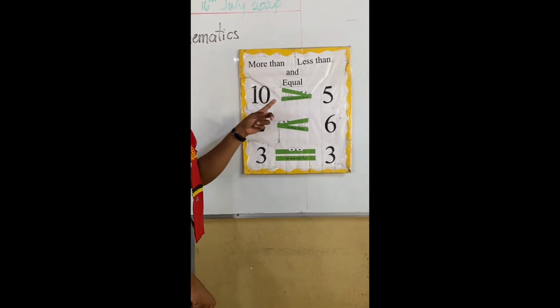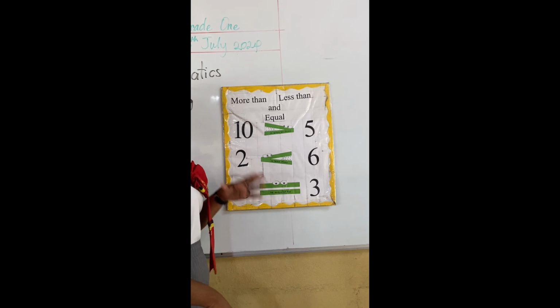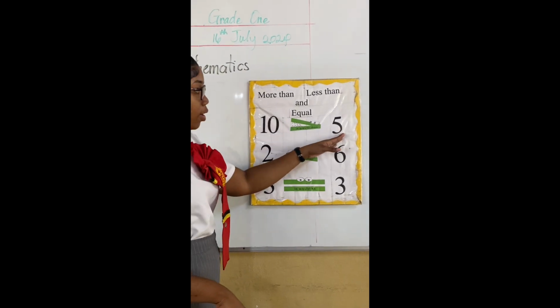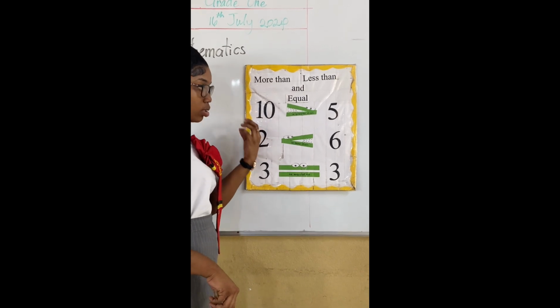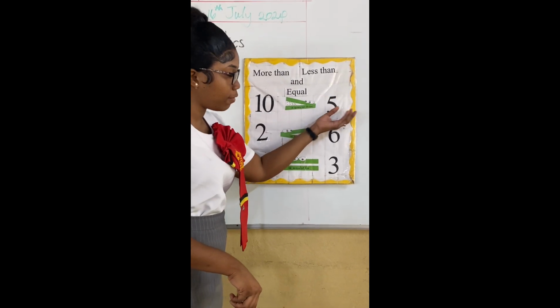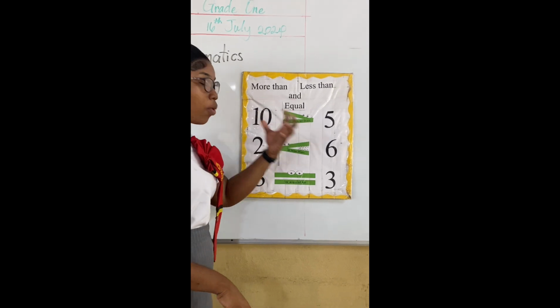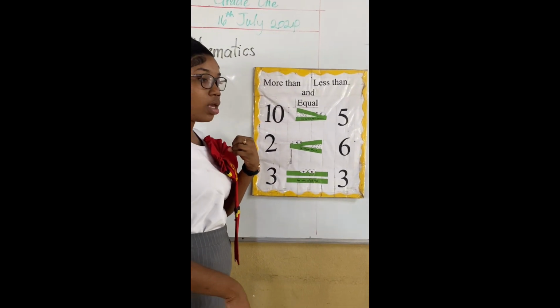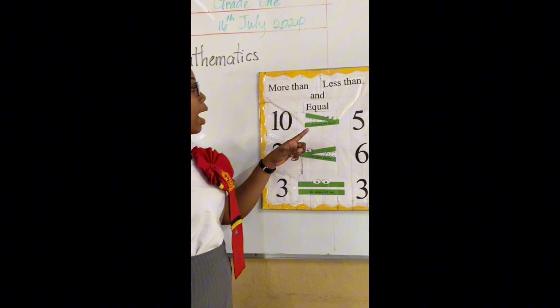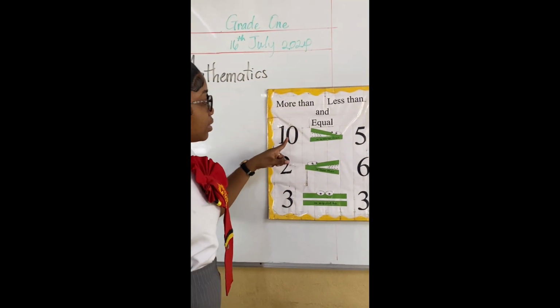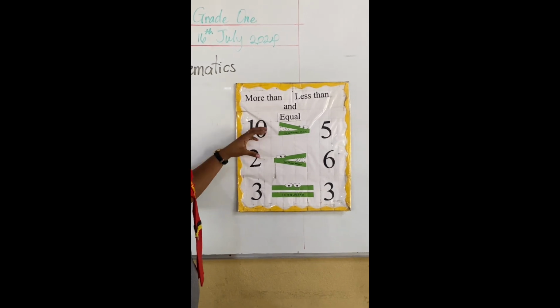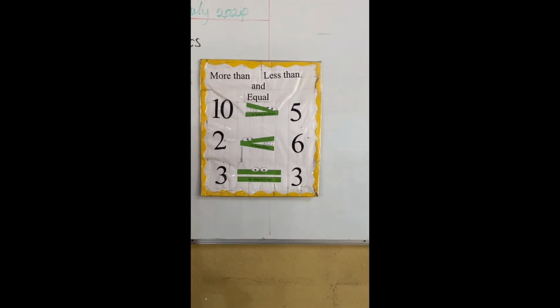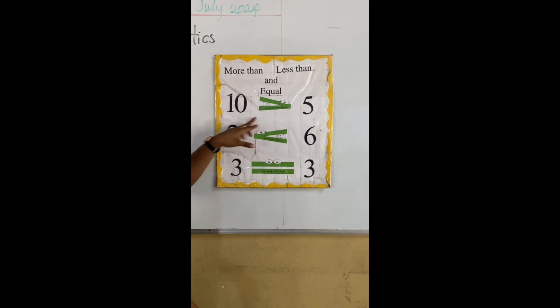Now we have 10 and 5 here. Okay, I have 10 cherries and Paul has 5 cherries. Where would I put the alligator mouth? Yes, Patrice, at the 10, because the 10 is greater than the 5. So always remember from the song that the alligator always opens her mouth or his mouth to the largest number.